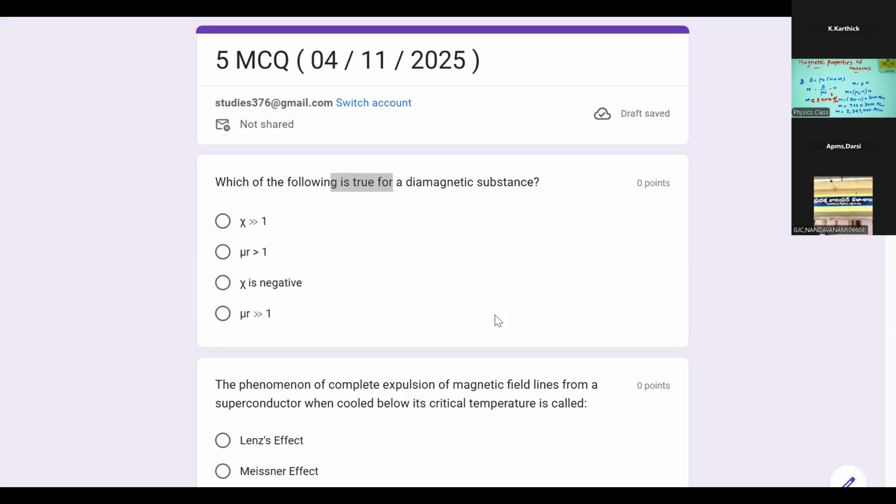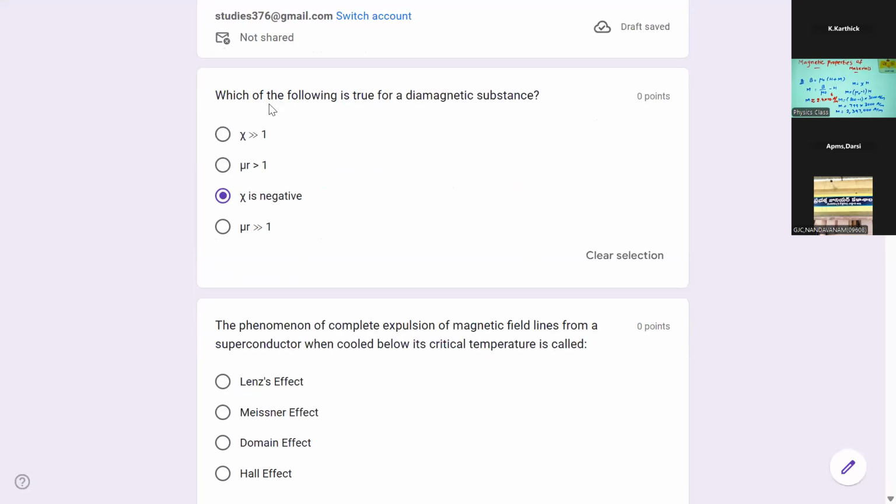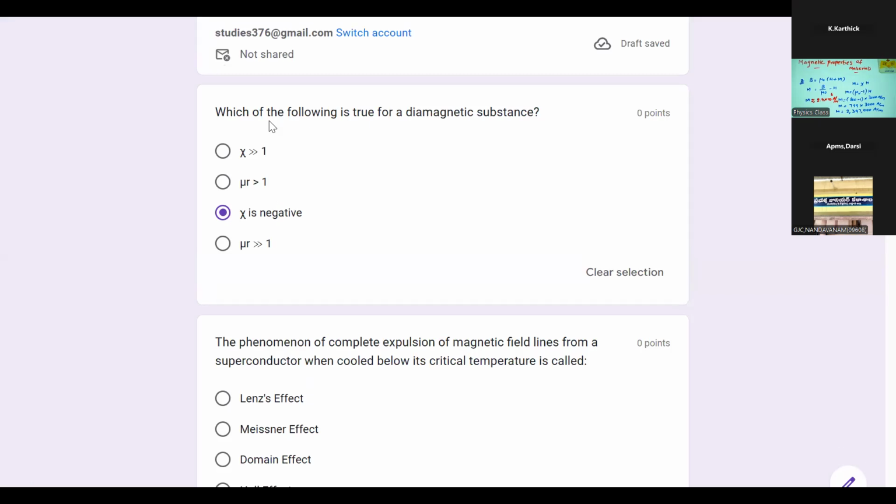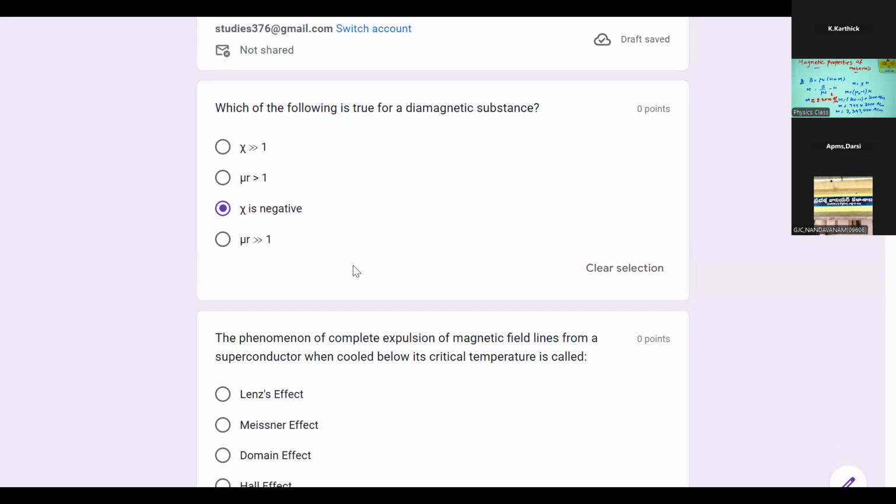For a diamagnetic substance, psi is very low and negative. Yes, correct, negative. For a diamagnetic substance, psi is a negative value. Okay, good. Option C is the correct answer.